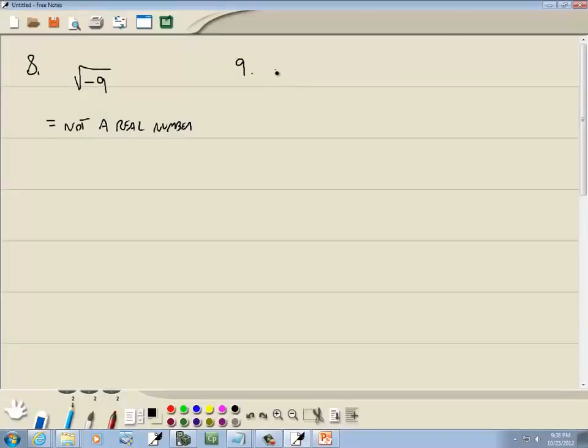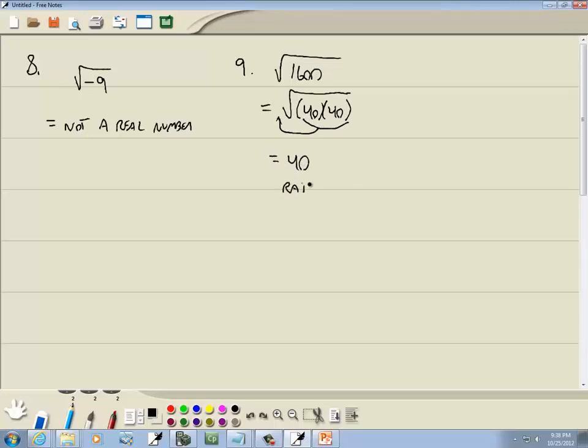Number 9, we've got square root of 1600. Well, this one, 40 times 40, I think. Yeah, 40 times 40. Now, with square root, we're looking for a pair of numbers. Here's a pair of 40s. So a pair of 40s is going to come out in front as a single 40. Since I actually came up with the answer here, this one's rational.